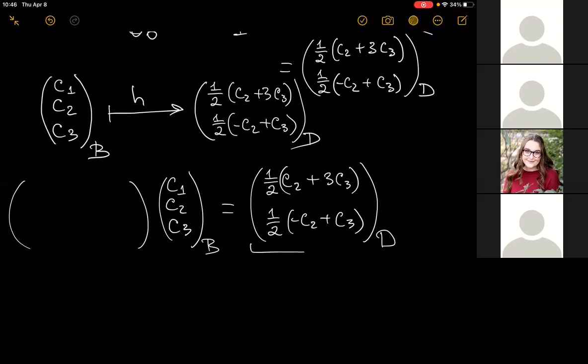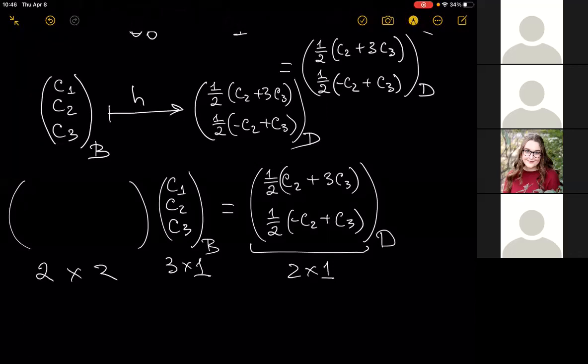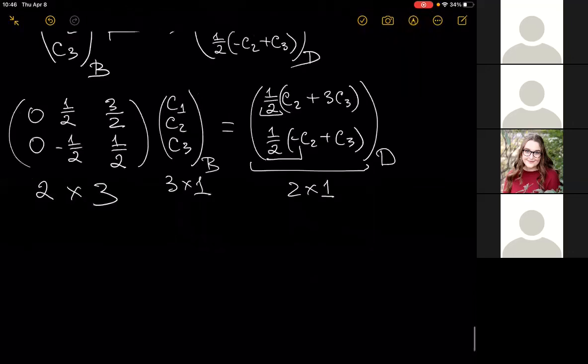First of all, this is 2 by 1, and this is 3 by 1. So I know that this has to be a 2 by 3 matrix. So I will have 0 and 0 here. Then 1/2 C2, 1/2 here, negative 1/2 C2, and here 3/2 and 1/2 here. So I can do it like that.